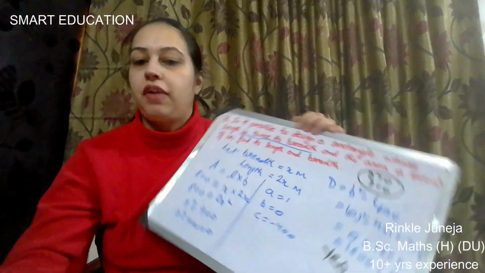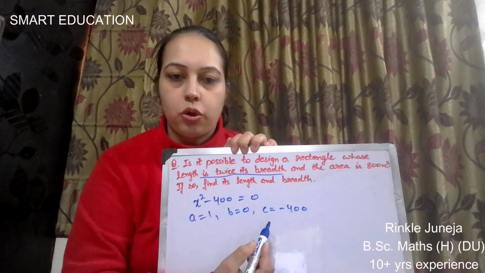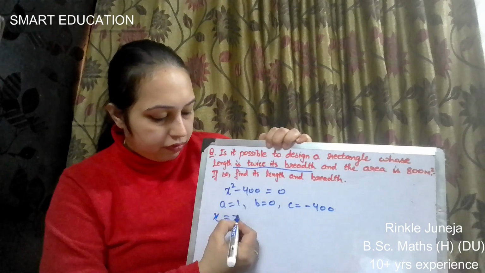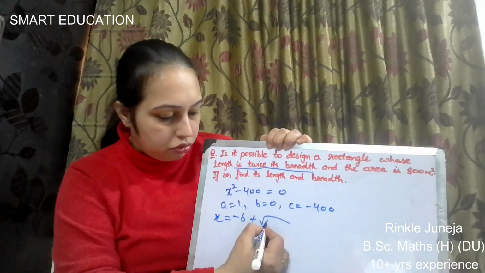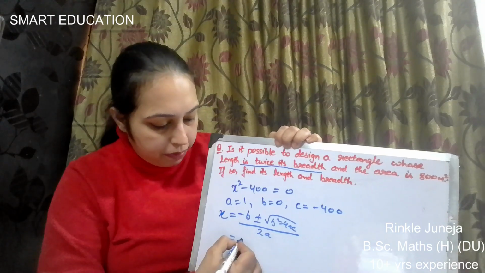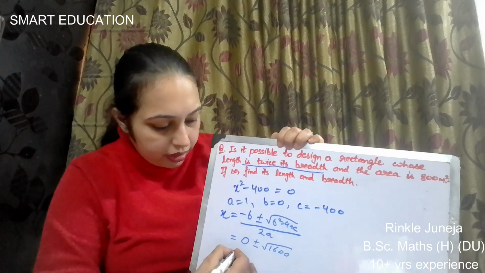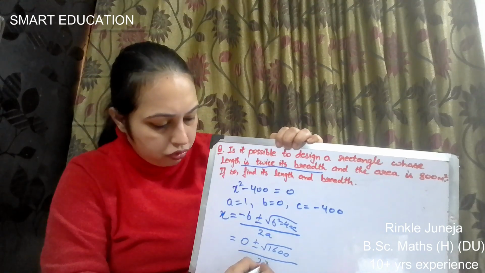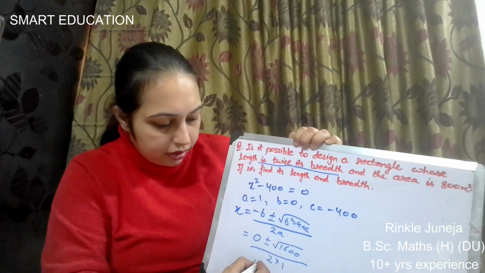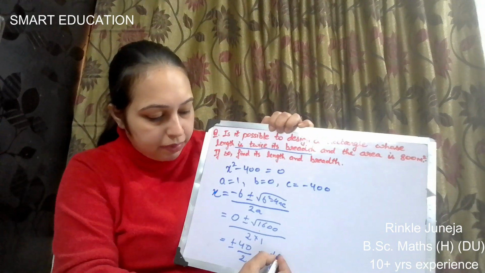Now, since it is possible, we need to find the length and breadth. So our equation was x square minus 400 equals 0 with a as 1, b as 0 and c as minus 400. Let's find the value of x now. Quadratic formula is minus b plus minus root of b square minus 4ac divided by 2a. So here b is 0. b square minus 4ac, we just calculated, is 1600, divided by 2a, which is 2 into 1. Now this is plus minus, the square root of 1600 is 40, divided by 2. So we get it as plus minus 20.